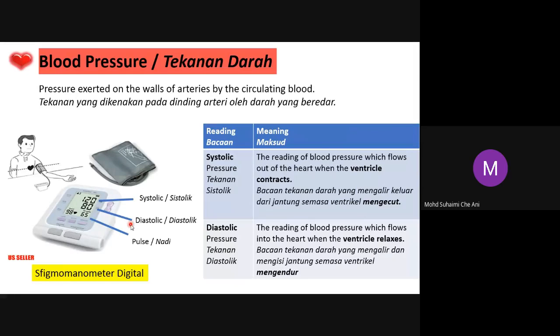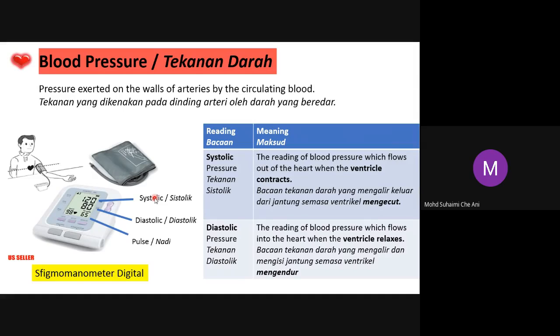The first and the second numbers give you the blood pressure. The first one is systolic, and the second one is diastolic. So what do systolic and diastolic mean? Systolic is the blood pressure reading when blood flows out of the heart as the ventricle contracts. Remember that last Monday we learned about the heart parts. What are the parts inside the heart?